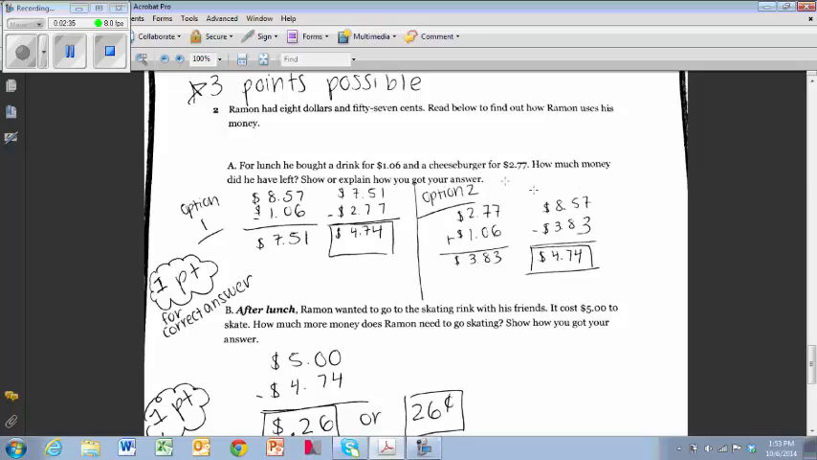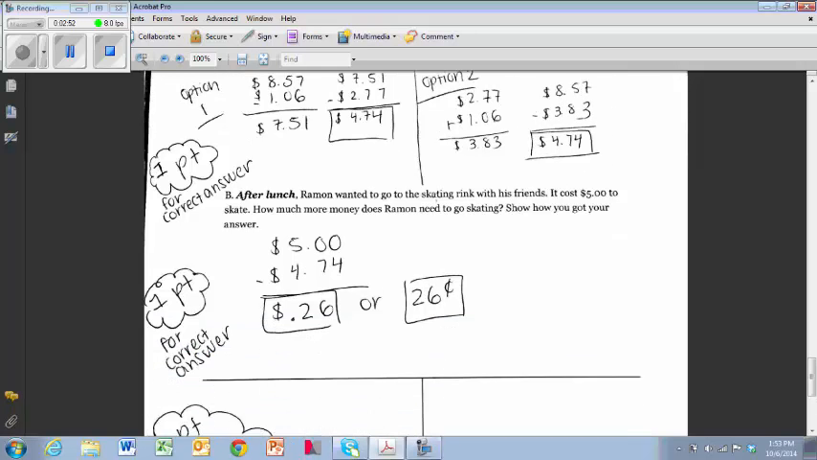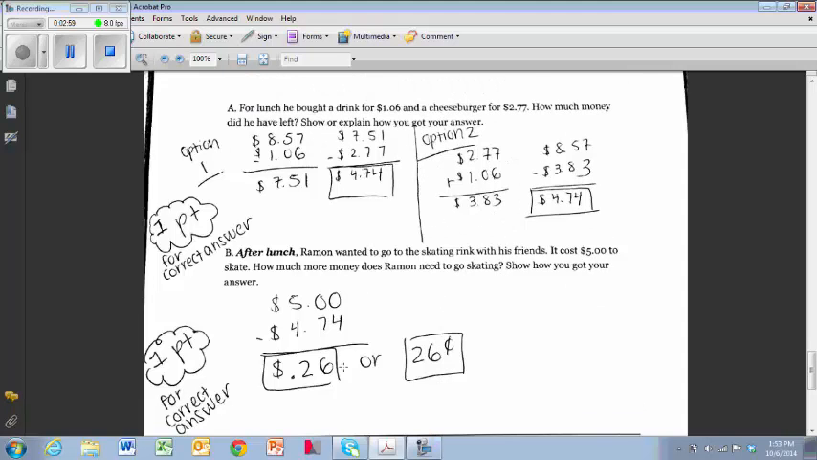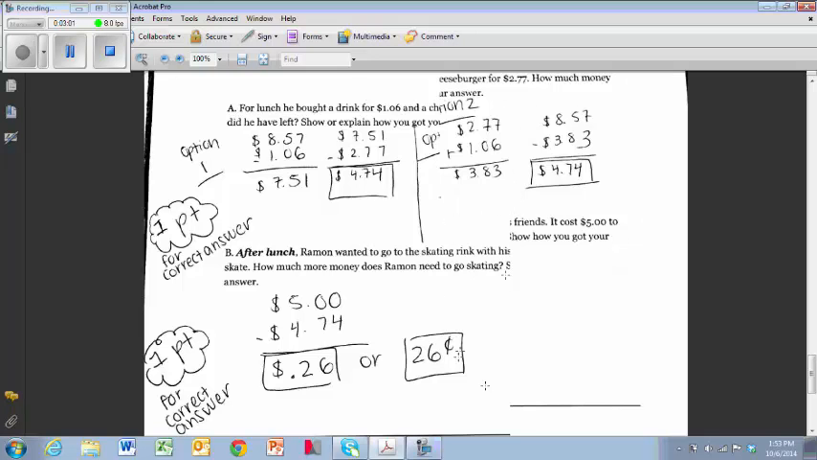They may also add up the drink and the cheeseburger and then subtract that from the total amount that Raymond had. Either way, the answer for part A should be $4.74 for that question. And then for part B, they should take that answer and subtract it from $5 to get 26 cents or $0.26 written out like this, and that is also worth 1 point.